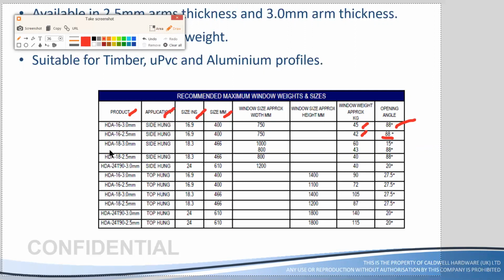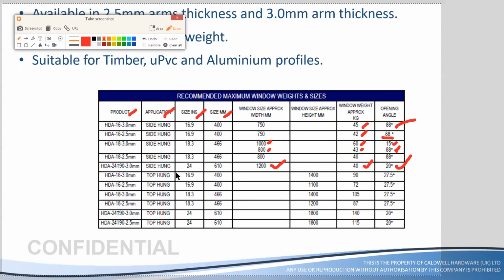Again, HDA 18 inches 3 mm side hung arm, possible with 60 kgs. A 1 meter wide window is also possible, but only 15 degrees is achievable in side hung. But if you reduce the width of the window by 100, 43 kgs is possible at 88 degrees of opening. Similarly, HDA 18 inches 2.5, then 24 inches is the highest with 3 thickness, where on a 1.2 meter wide window you can make 40 kgs and 20 degree opening is possible.